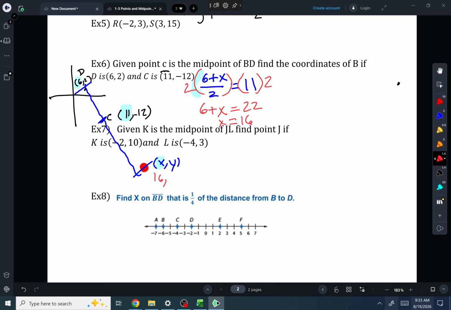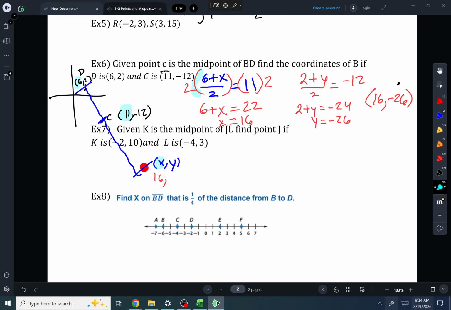All right, so I just found the x coordinate, yes? How do I find the y coordinate? 2 plus y over 2 equals negative 12. Double both sides. I get 2 plus y equals negative 24. Bring the 2 over. What is y? Negative 26. The midpoint is where? 16, negative 26. Is that hard? The only tricky part is you've got to draw a picture so you know what you're looking at, and then you're going to end up with a baby algebra problem to do.